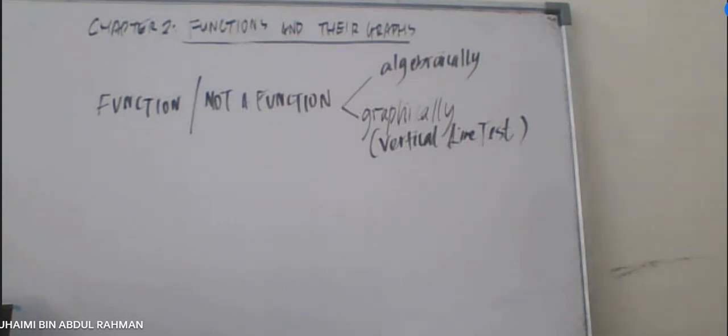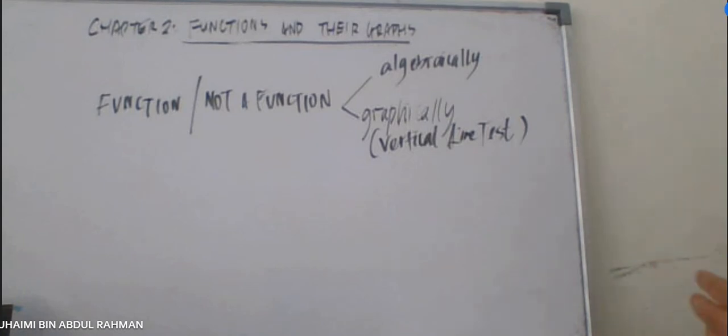The vertical line test says that a set of points in a coordinate plane is the graph of a function if every vertical line intersects the graph in at most one point.